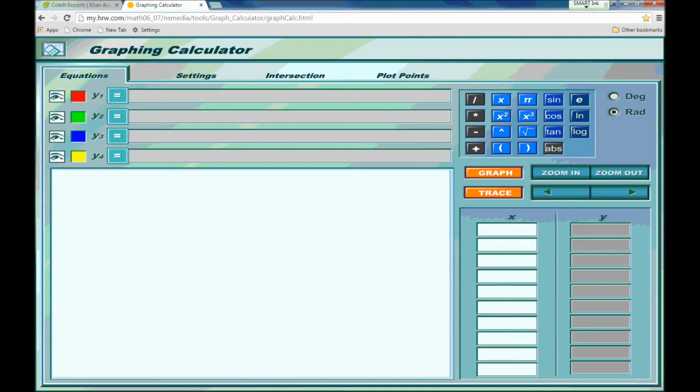All right, so the first thing we do is in y1, we're going to type x squared. Okay, that's our parent graph. That graph's going to end up being red. Okay, and then in y2, we're going to type negative x squared. And we want to see how it graphs. The green one will be our new one.